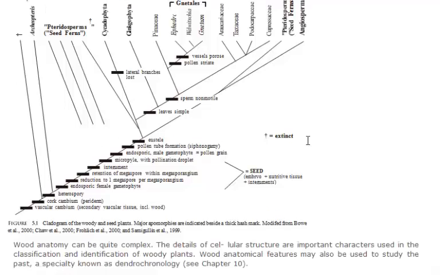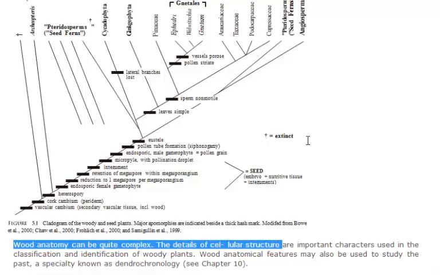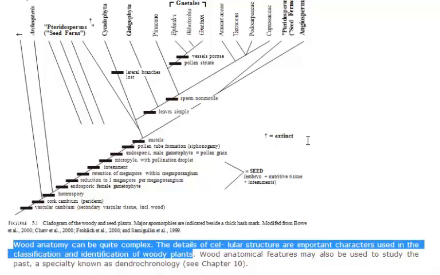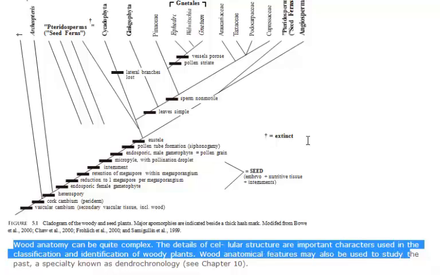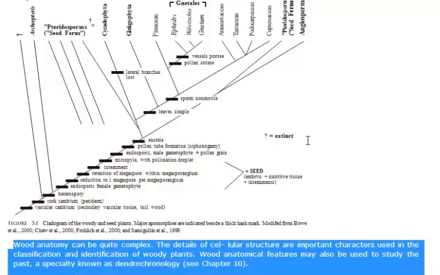Woody anatomy can be quite complex. The details of cellular structure are important characters used in the classification and identification of woody plants. Wood anatomical features may also be used to study the past, a specialty known as dendrochronology. See Chapter 10.